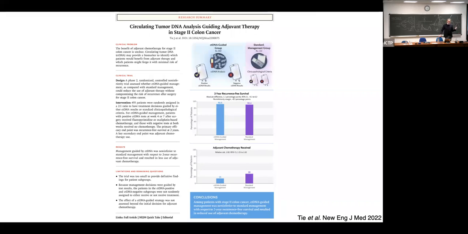And what we show in this study is that using this technique, half of the patients were spared chemotherapy. So half of the patients that would have gotten chemotherapy didn't have to. And this is both, from a medical, from a physical point of view, great news for the patient. From a financial point of view, it's great news, right?